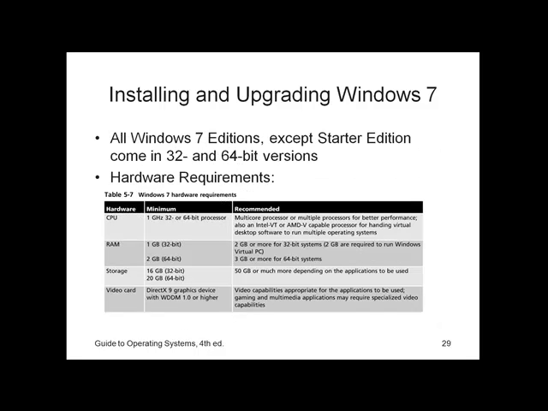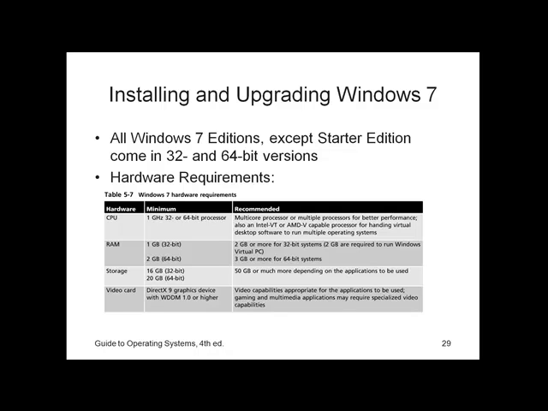Installation and upgrading of Windows 7 continues as we talk about all these Windows 7 editions. Except for the Starter Edition, they all come in both 32 and 64-bit versions. The hardware requirements for Windows 7 are even more stringent than Vista. For instance, for the CPU, the minimum they want is a 1 GHz 32 or 64-bit system. However, the recommended for Windows 7 today includes a multi-core processor or multiple processors for better performance.